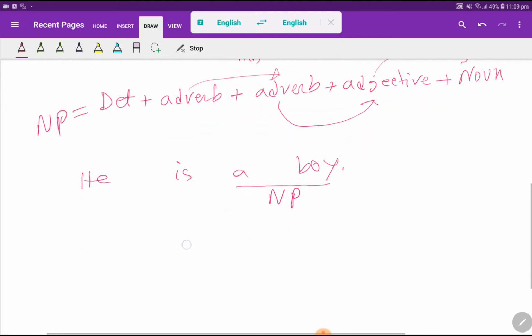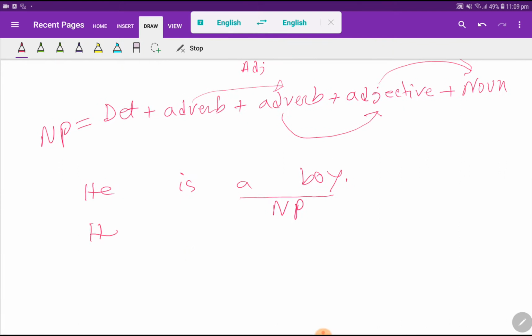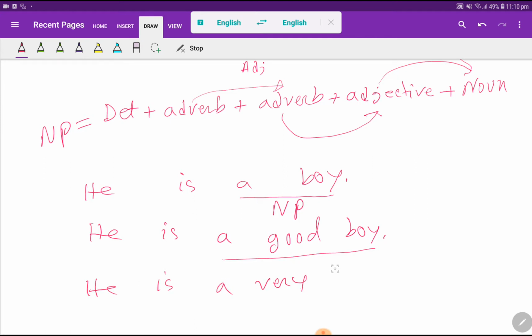Okay, let me expand this thing. He is a good boy. Here look, here good boy is also a noun phrase. Here A is a determiner, then we have good, that is modifying boy, good is an adjective, and here the noun is boy, right? We can also write this sentence like this: he is a very good boy.